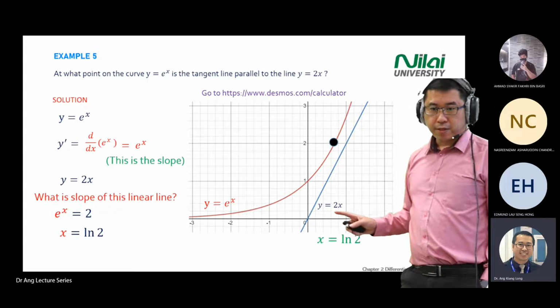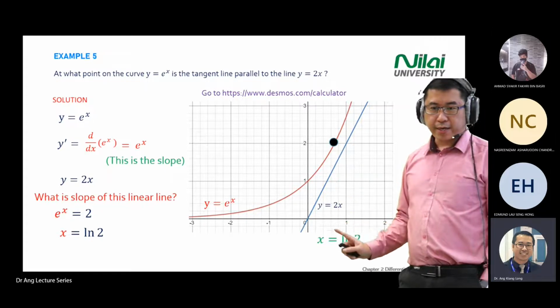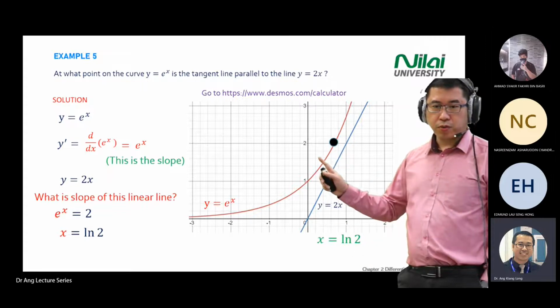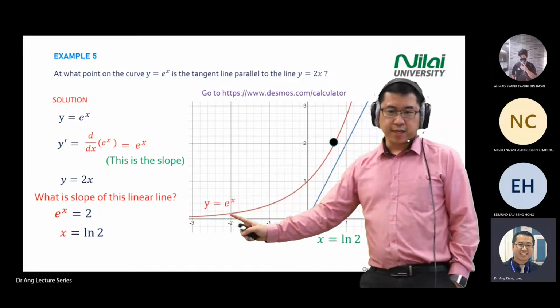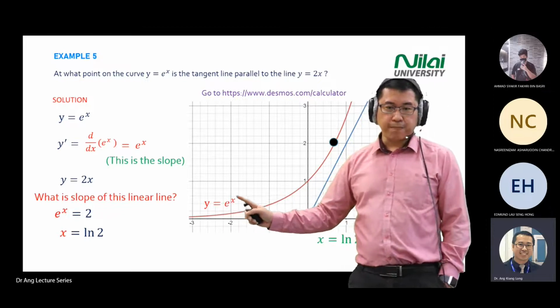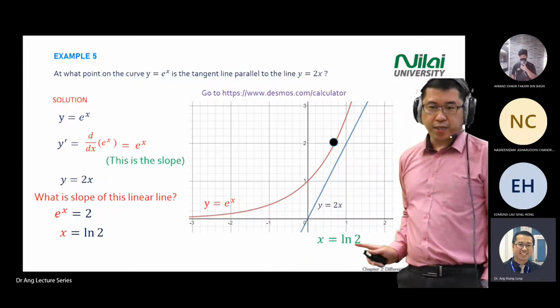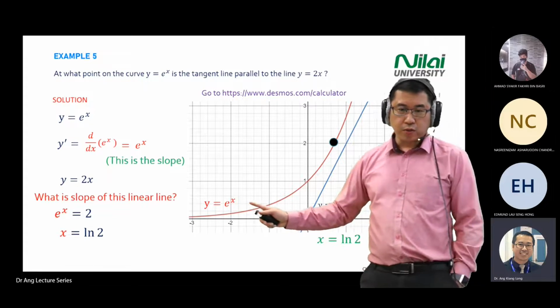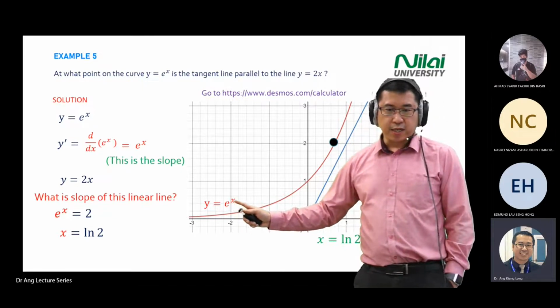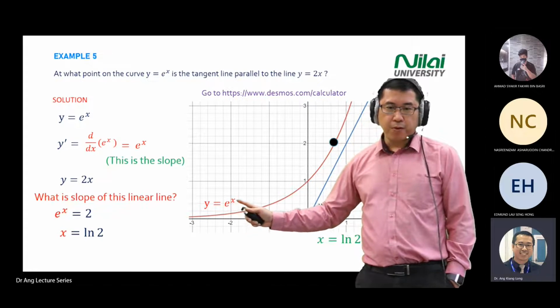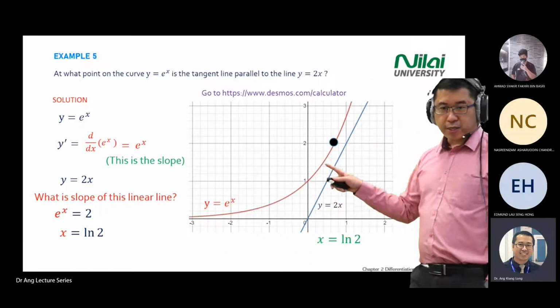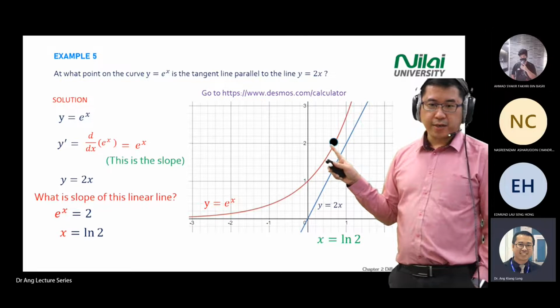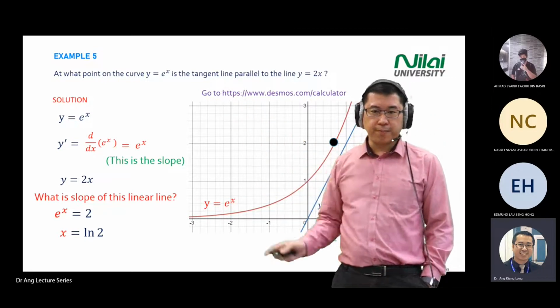Okay, so this is the point you get when you substitute your ln 2 into the equation. This line is y equals e power x, so you substitute the location x = ln 2 into the x here. So e power ln 2 equals 2. That's why you get this black dot here.